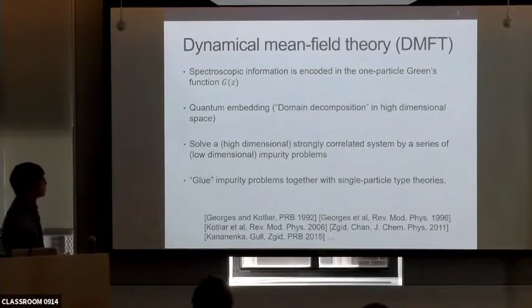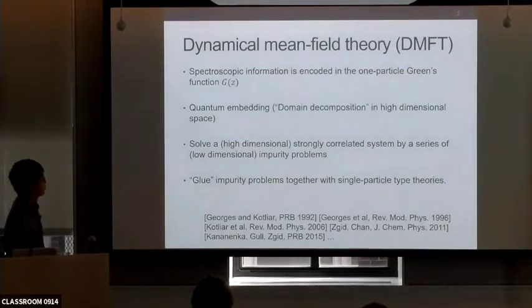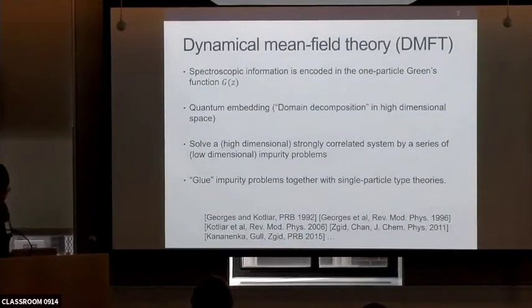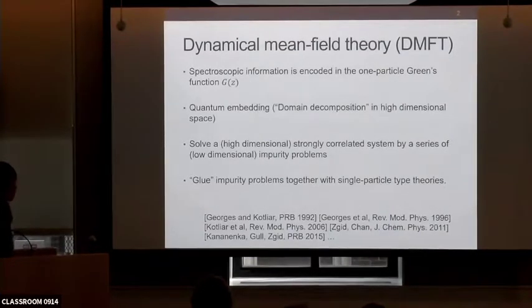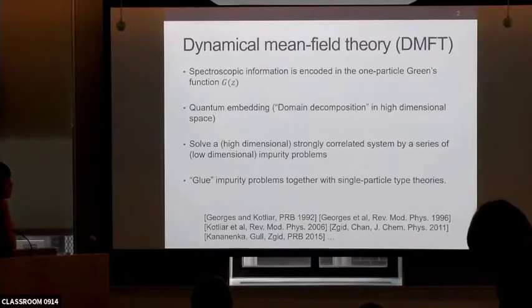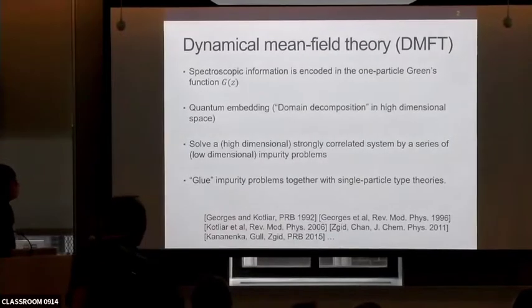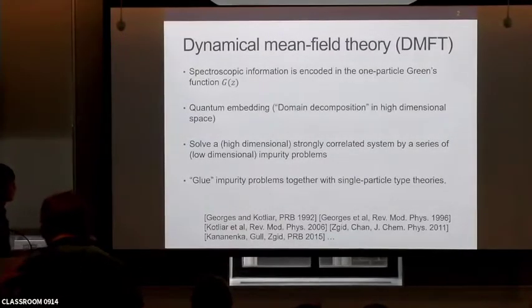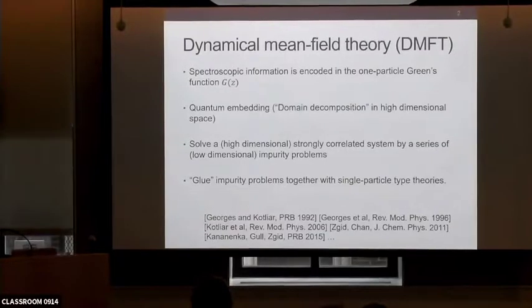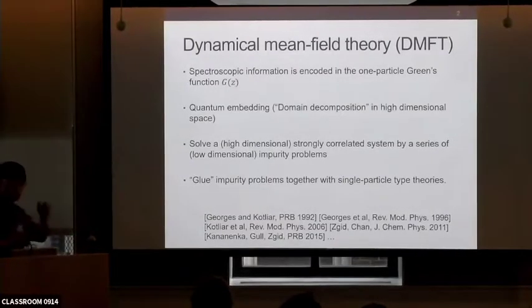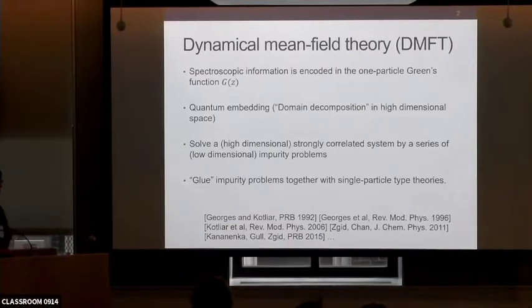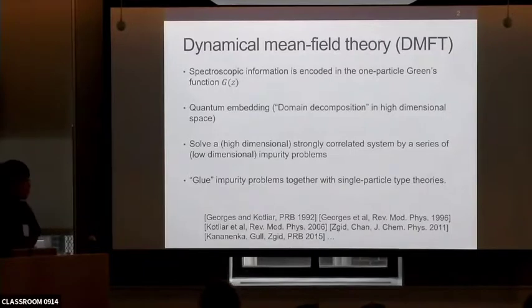Probably DMFT doesn't need much introduction, but still let me very quickly talk about that. I want to get spectroscopy information, so we need Green's functions rather than just the density matrix. It's a type of quantum embedding method from my home community, applied math, where we consider domain decomposition, but this is a rather non-standard domain decomposition because it's a high-dimensional space. You want to solve a high-dimensional, strongly correlated system by a series of low-dimensional impurity problems, and then you glue the impurity problems obtained from the high-dimensional solution together using some sort of single-particle theory.